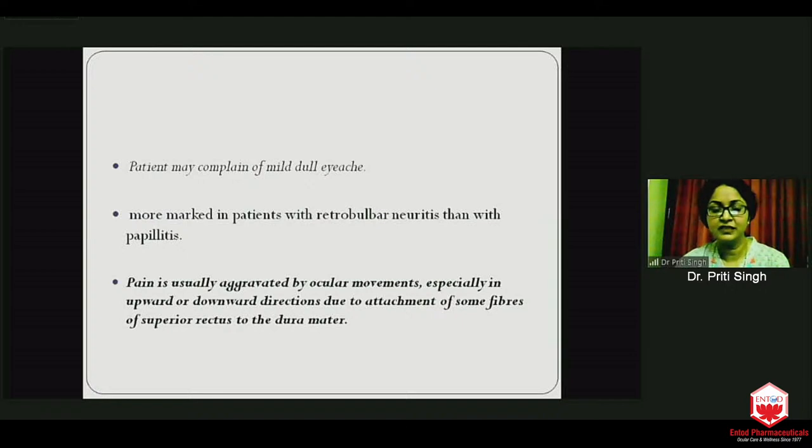The reason is that the fibers of the superior rectus muscle are adhered to the dura near the annulus of Zinn, and it is this part which is involved in retrobulbar neuritis. This pain is usually aggravated by ocular movements. But this symptom is present only in the initial phase and it disappears in a few days.